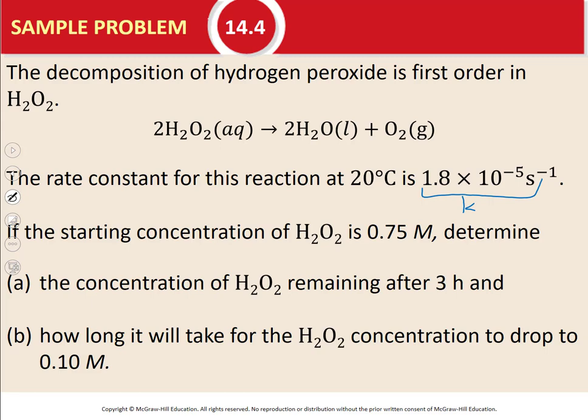If the starting concentration of hydrogen peroxide is 0.75 molar, so that is starting concentration, H2O2 at time 0, determine A, the concentration remaining after 3 hours, and B, how long will it take for the H2O2 concentration to drop to 0.1 molar.